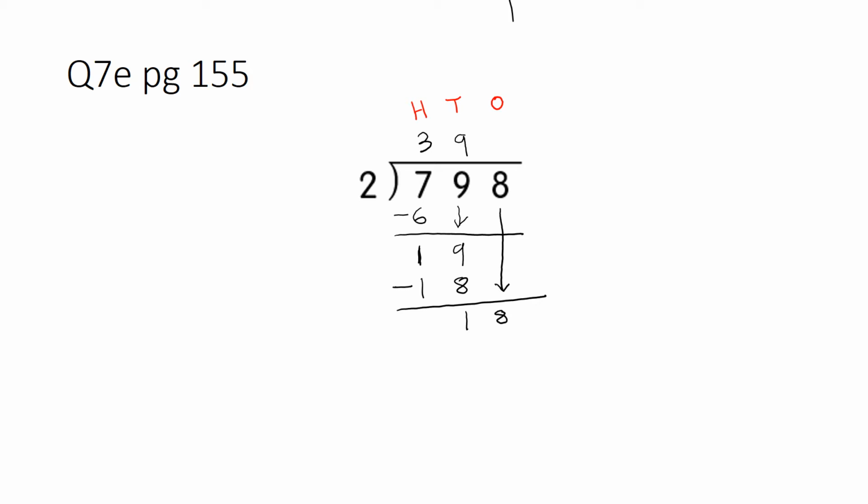Again, this seems very familiar, 18. So we have 9 ones times 2. You get 18 ones, and you get 0. So this is the answer that we want to see.